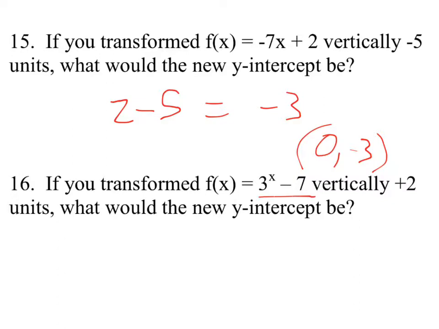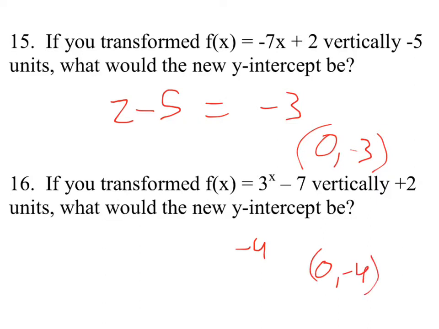This guy, if you transform it vertically plus 2 units, what would be the new y-intercept? This is not a linear function, and so -7 is not the y-intercept, but this naturally has a y-intercept at 1, because if you plug in 0, the y-intercept is the y value when x is 0. The original y-intercept would be 1, and if you subtract 7 from that, you're going to get -6, and then if you add 2, you're going to get -4, which is at 0, -4, like this.